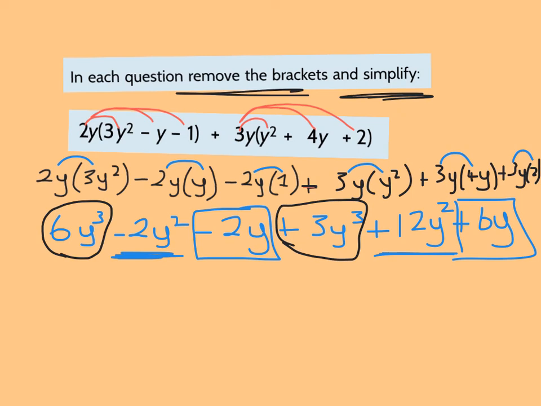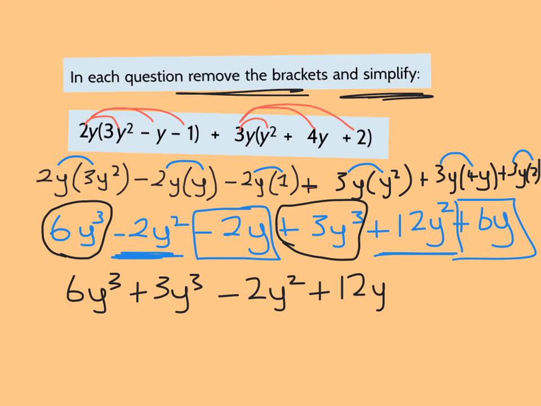So let's go ahead and rearrange those first. So I have 6y cubed plus 3y cubed. I have minus 2y squared plus 12y squared. And then finally I have minus 2y plus 6y.